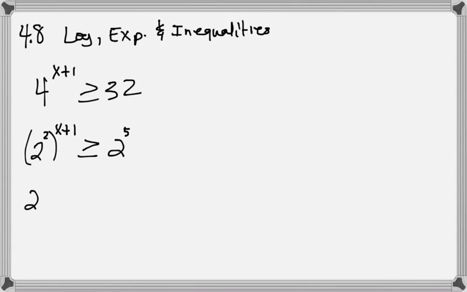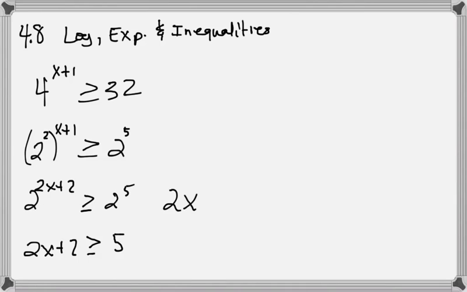Okay, so you can have 2 to the 2x plus 2 is greater than or equal to 2 to the 5th. Now that's kind of an intermediate step which you probably don't need, but once I get this part, I can drop the bases. It's 2x plus 2 is greater than or equal to 5. Simplify this, and you're going to find out that 2x is greater than or equal to 3, and x is greater than or equal to 3 halves.